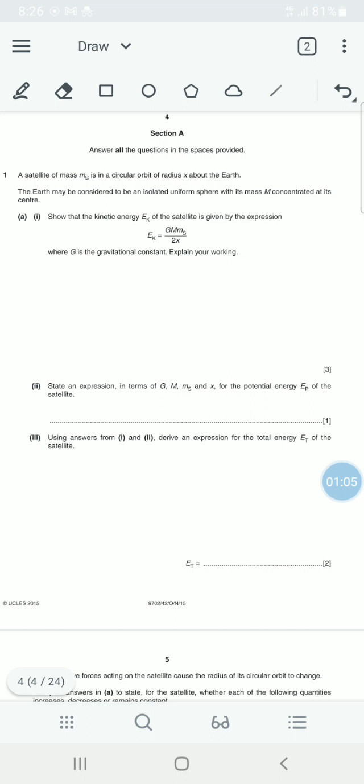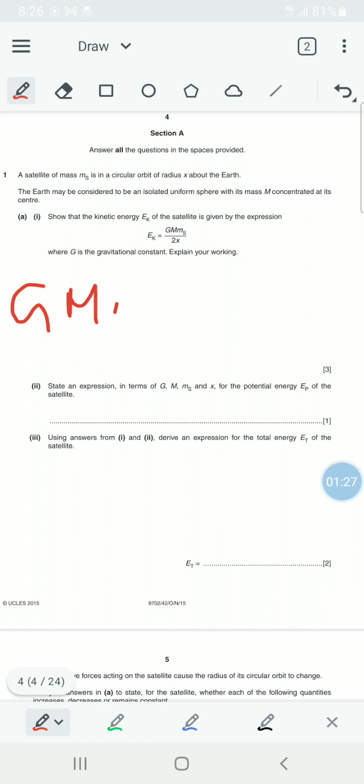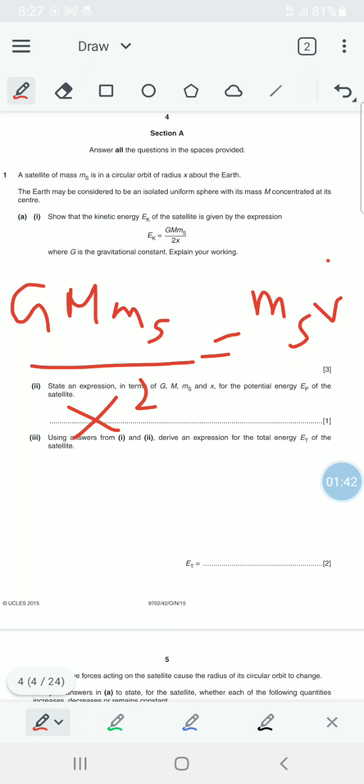In our circular motion lesson, we get the centripetal force equation as mv squared upon r. Those are the two equations that we need to relate. So one equation is the gravitational force, G M m_s, because this is a satellite, and the separation is x. They have given the radius as x. Then the mass of the satellite times v squared divided by, again, the separation x.